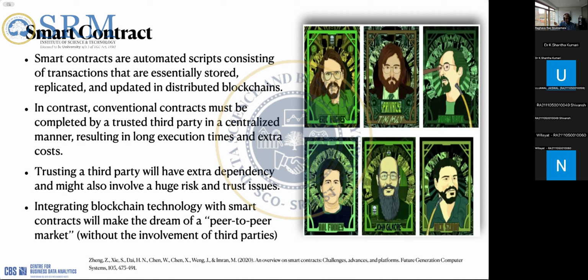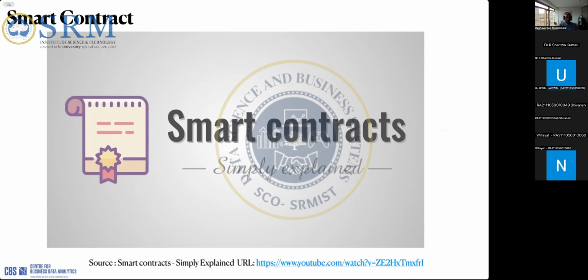So the idea of smart contracts is you can integrate with the blockchain technology so that these smart contracts will make the dream of the peer-to-peer market. So without intervention of the third parties, people can directly communicate and directly transact, and things can be automated in a systematic way. So that is the basic idea behind the smart contracts.